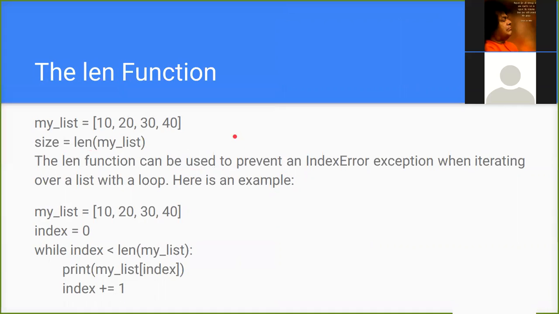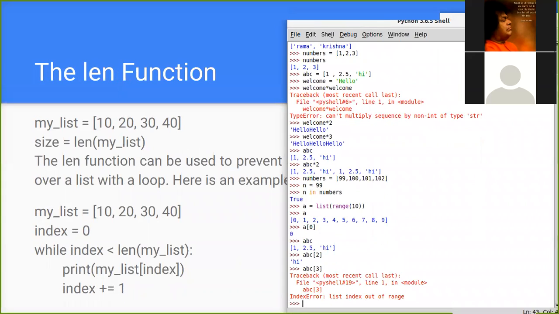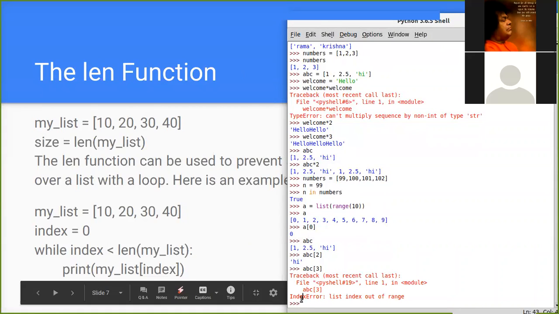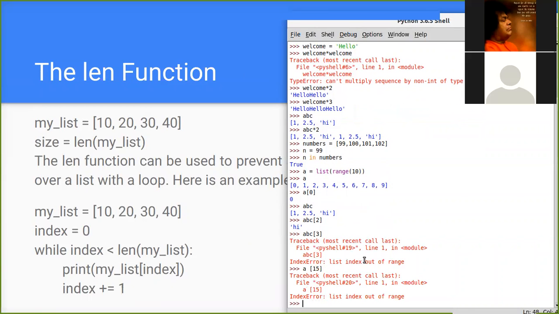Now why is this important? What would happen if I try to access ABC of 3? It would print an error stating index error, list index out of range. What would happen when I do A of 15? It prints out the same error.